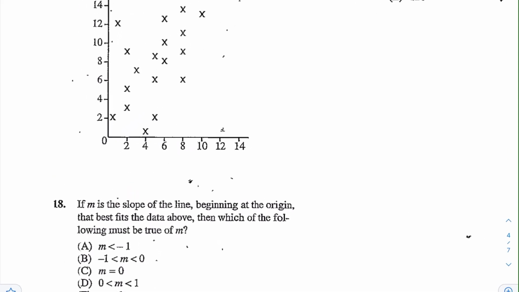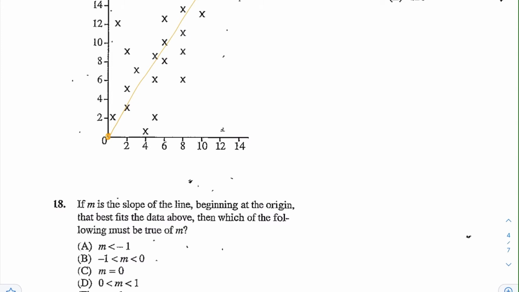All right, for number 18, you have this scatter plot. If m is the slope of this line beginning at the origin that best fits the data above, then which of the following must be true of m? So the best fit line has to go through the middle, so that it cuts through all these data points, and about half the points are below and about half the points are above. Again, it's just an estimate. So this is what the slope will look like.